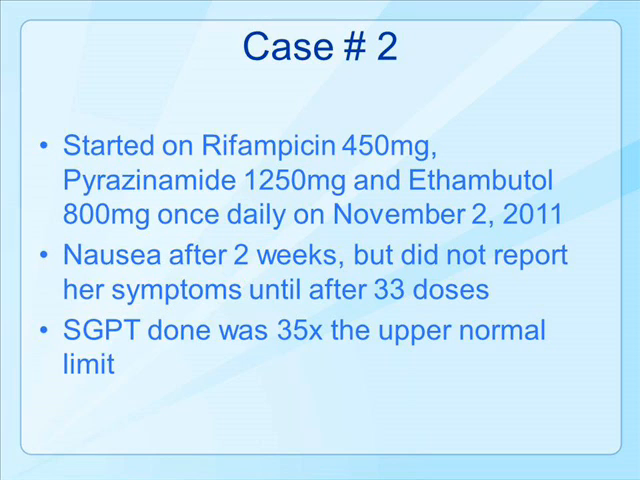So this patient was started on rifampin, pyrazinamide, and ethambutol. She weighed 35 kg, so that rifampin dosage appeared to be correct for her weight. And she was started by directly observed therapy on November 2nd, 2011. Apparently had some nausea after 2 weeks, but didn't report her symptoms until she'd had a month of doses. And when she had her liver function test done, this is actually what was in the consult note, her SGPT was 35 times the upper normal limit, which I find hard to believe, but that's what the physician reported.